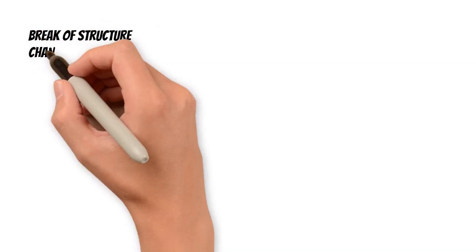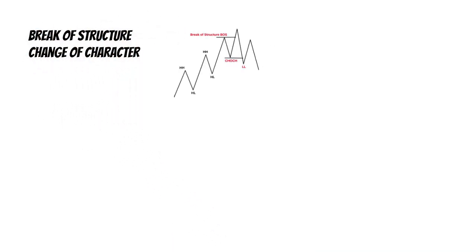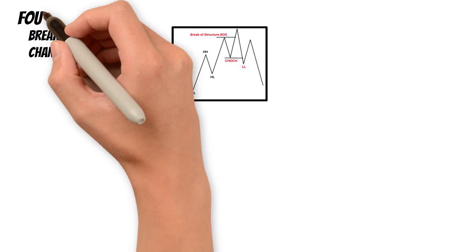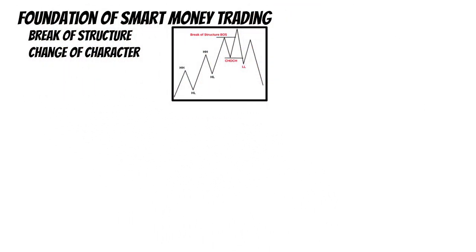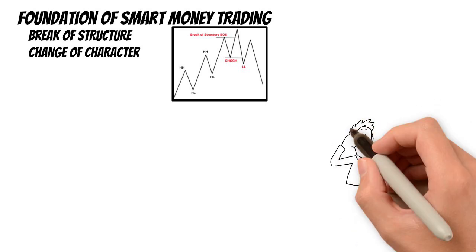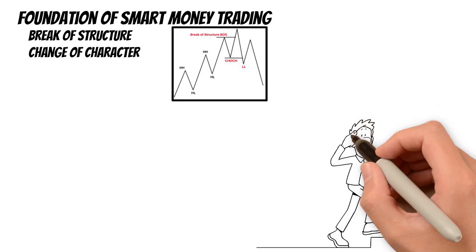Break of structure tells you when to ride the trend. Change of character tells you when the trend is ending. Together, they're the foundation of smart money trading, which we will dig into in more detail in the videos that follow. The system is simple, powerful, proven.